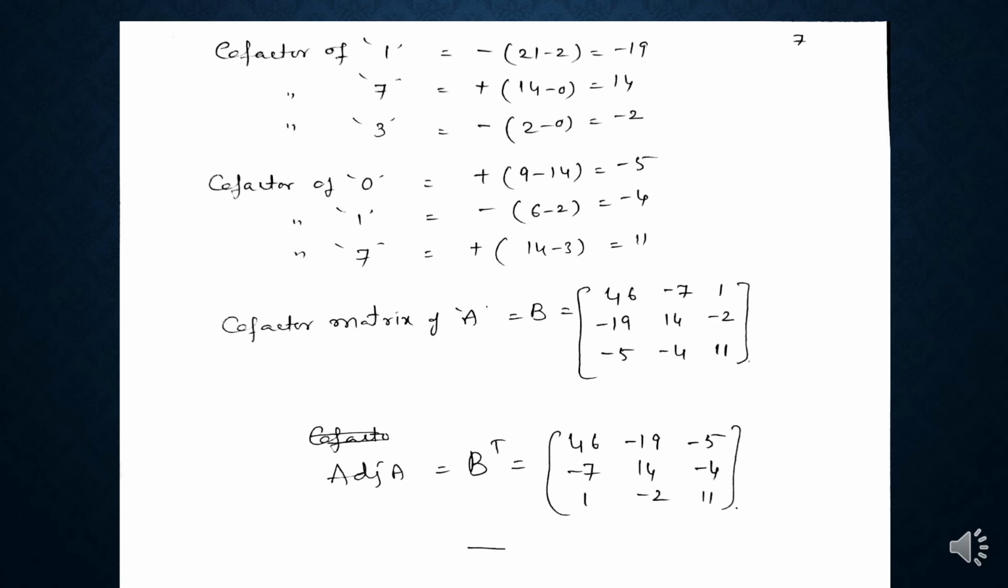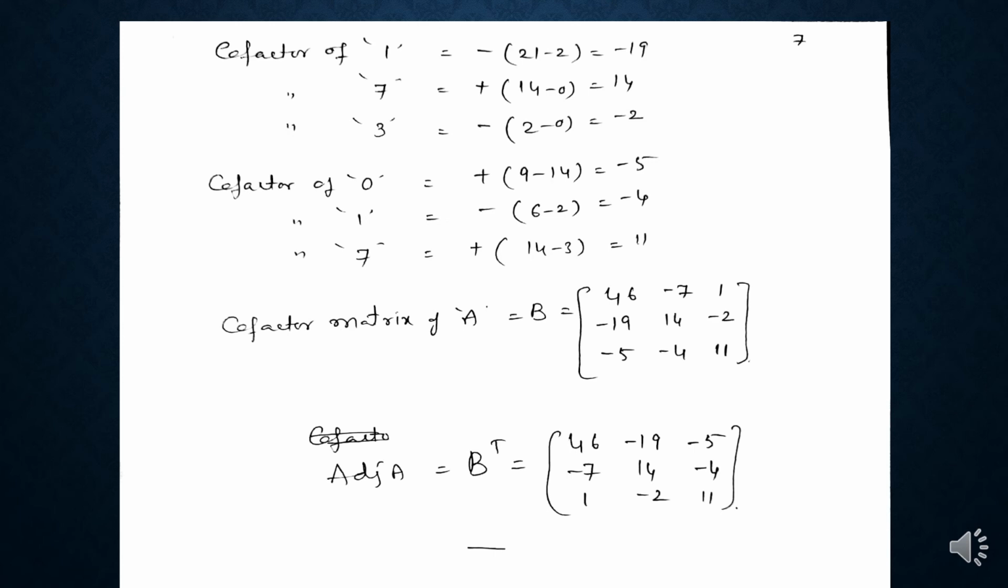So the cofactor matrix of A, that is B, is equal to 46 minus 7 1, minus 19 14 minus 2, minus 5 minus 4 11. By replacing the elements by their corresponding cofactors, we get this matrix. Here 46 is the cofactor of the first element, and likewise for the second, third, and up to the ninth element.